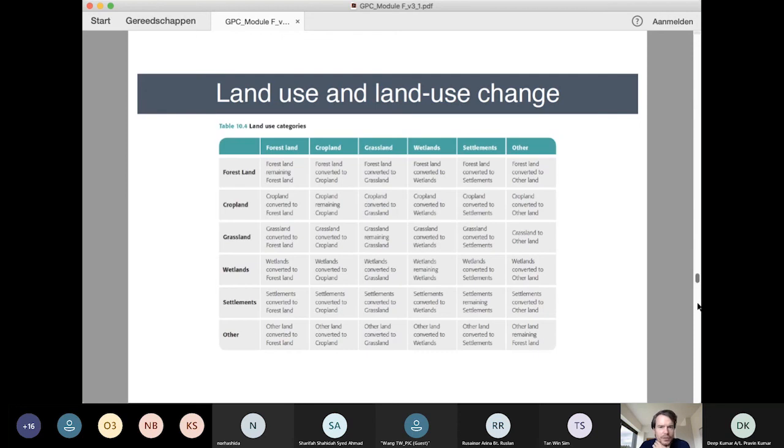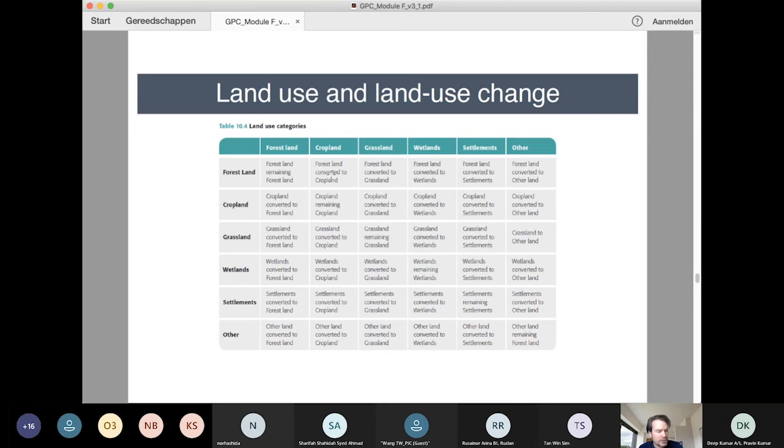So these then are the different land use categories. You can either have forest land remaining forest land, forest land converted to cropland, forest land converted to grassland, etc. So this table shows you the different land use categories, which also includes land remaining as its current land use, or land use changing and being converted into a different land use.